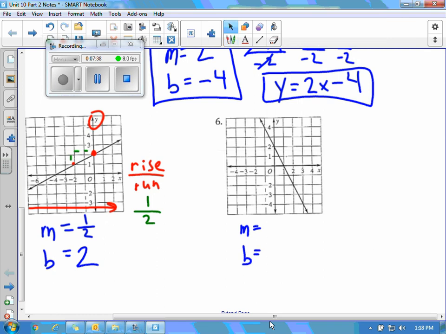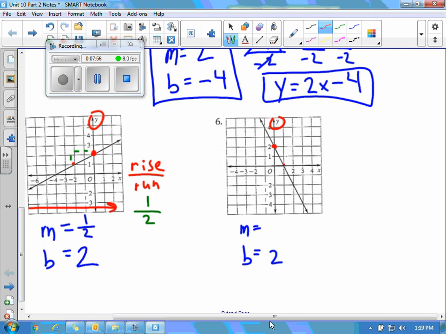Looking at number 6, again, I tend to start by finding the y-intercept first, finding my b first, because it's the point where my line crosses the y-axis, which in this case is right here. So if you look, it actually worked out to the exact same thing as the one before. My y-intercept is at 2. It crosses at 2.